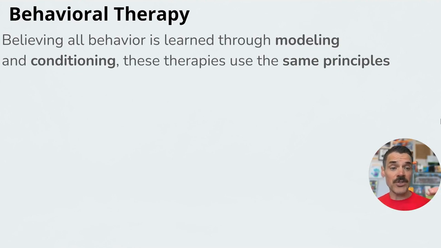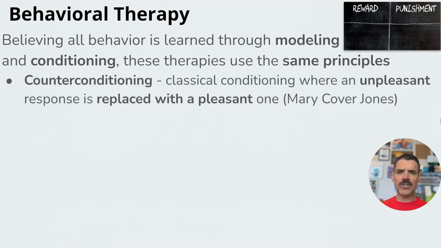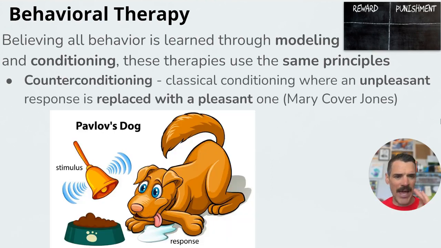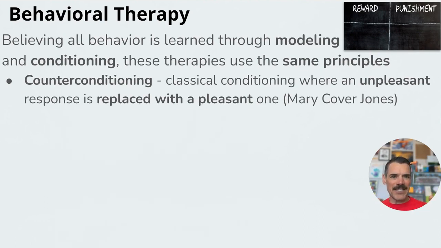These therapies use a lot of those same principles. So let's go through a few of them. So we got counter conditioning. This is classical conditioning. So remember Pavlov and his dog salivating every time they saw Pavlov because they were going to get some food. Same idea here. Classical conditioning, where an unpleasant response is replaced by a pleasant one.